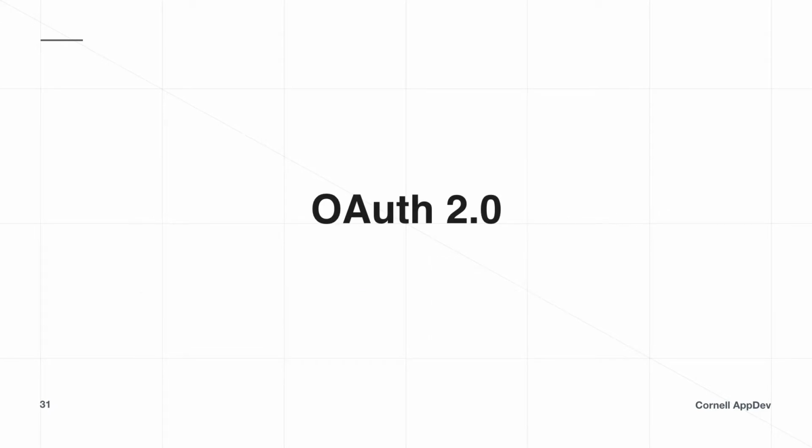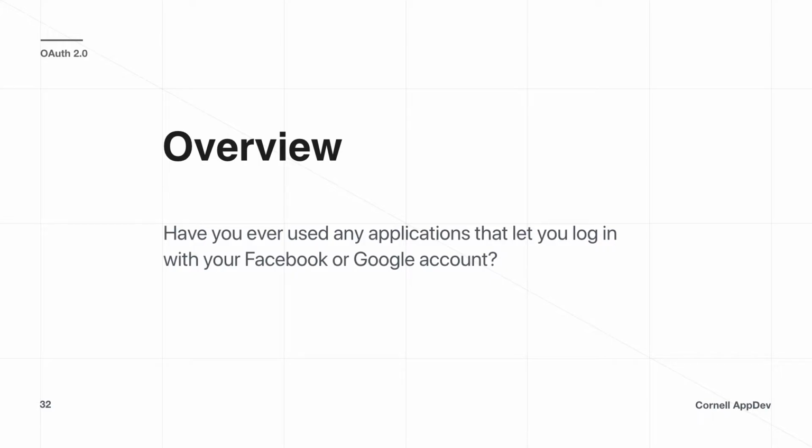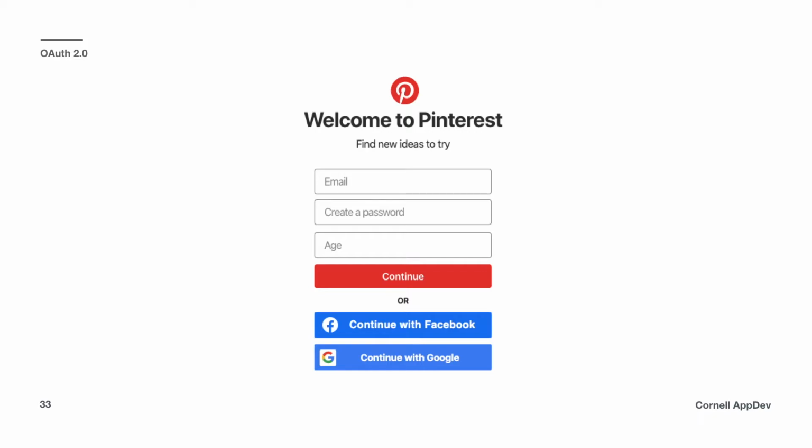So another type of authentication that's very popular, especially when you're integrating with other third-party apps, is called OAuth 2.0. 2.0, I think, is the current version. So you guys have all interacted with OAuth 2.0, I'm sure, if you've ever logged into anything that's not Facebook or Google with your Facebook or Google account. Maybe Spotify. So an example of this is Pinterest. You can create a new Pinterest account, or you can just continue with Facebook and Google, where you don't have to put in your email and you don't have to create a password and, I guess, put in your age for some reason.